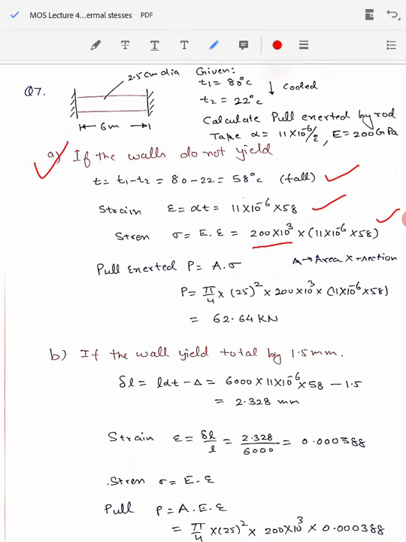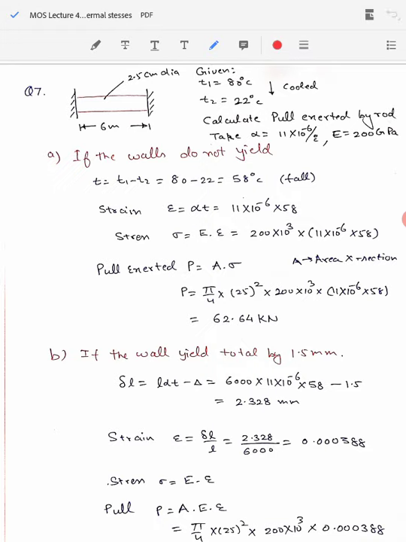We can calculate the pull or the tension in the bar by finding the area of this bar and multiplying it with the corresponding stress value. As the 2.5 centimeter diameter is given, we convert it into millimeter. The stress is already in Newton per millimeter square, and using this we can calculate the value of pull exerted by the bar as 62.64 kilonewton.